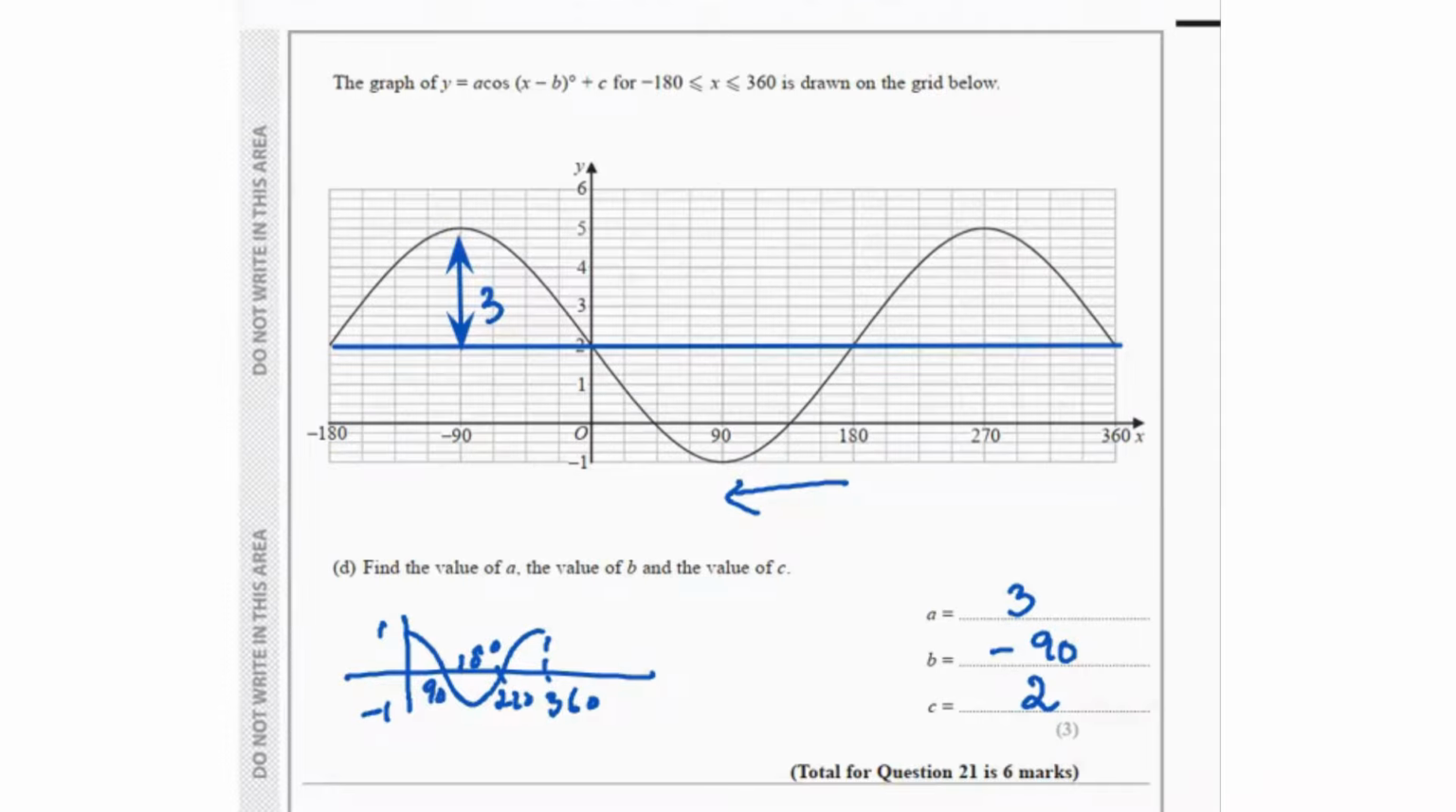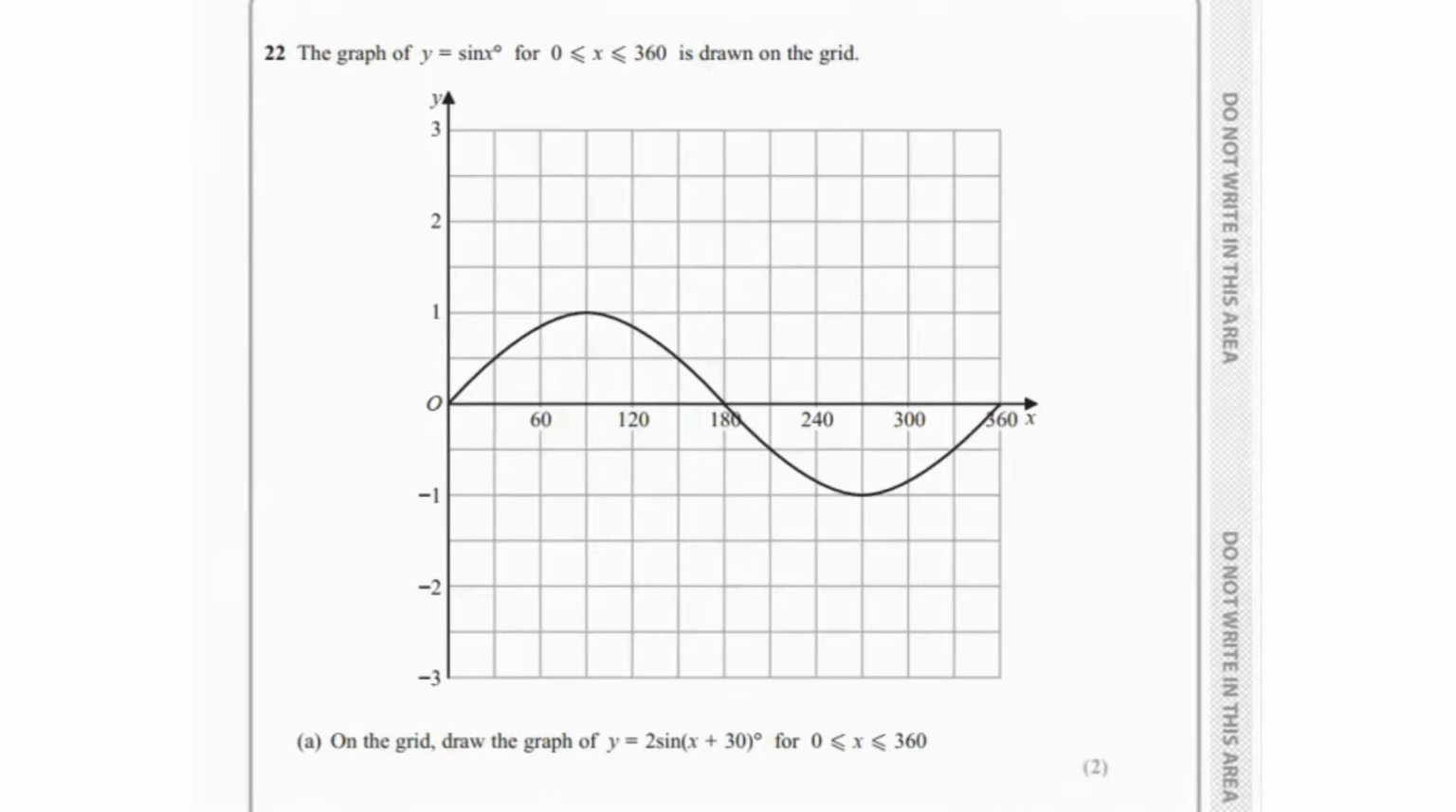Then for this, it says the graph of y equals sine x for x less than or equal to 360 and greater than or equal to 0 is drawn on the grid. We have to draw the graph of y equals 2 sine x plus 30 for the same range of values for x. So y is being multiplied by 2 and x is being added by 30. We're moving the graph 30 units horizontally towards the left-hand side. So 180 minus 30 is going to be 150. So that's going to come over here. This is 150. And 360 comes over here.